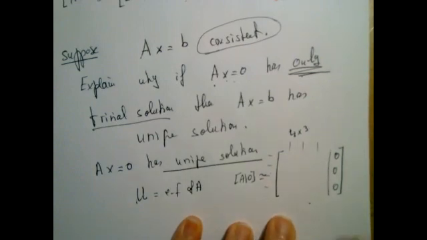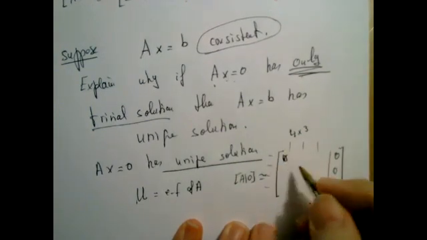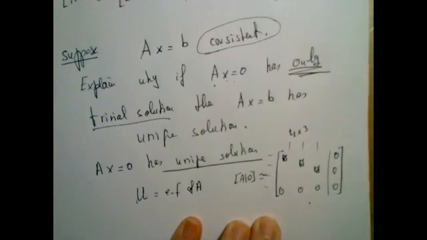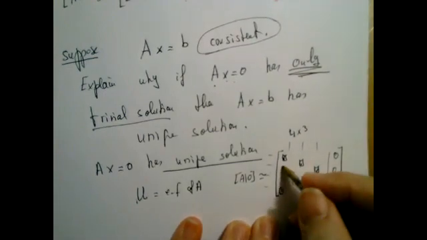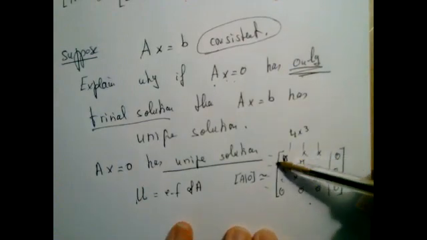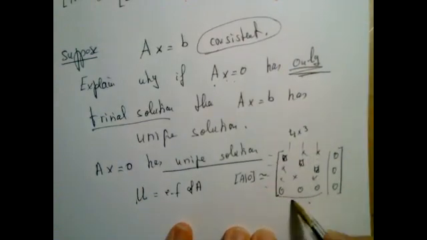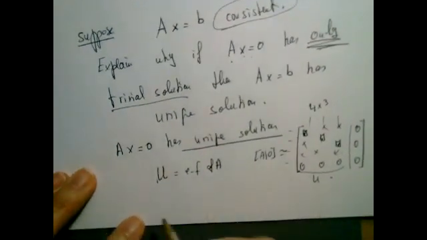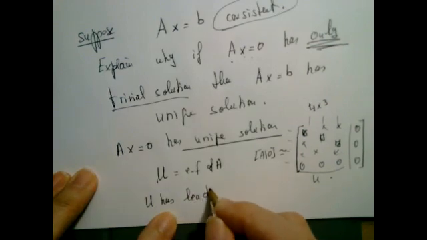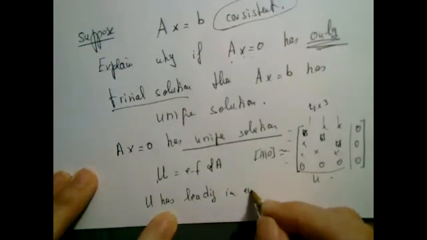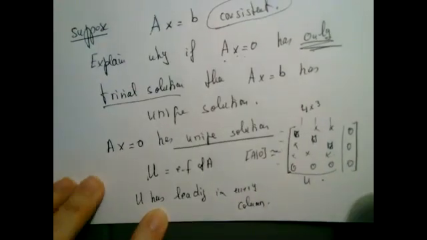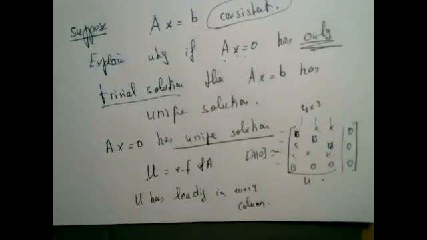Every column has a leading entry, and that's crucial. I will have a leading entry here, here, and here, and this row has to be all zeros. So that's how the echelon form would look. This is my U. If U is the echelon form of A, then U has a leading entry in every column. Otherwise, I will have infinitely many solutions. There is no free variable, exactly.